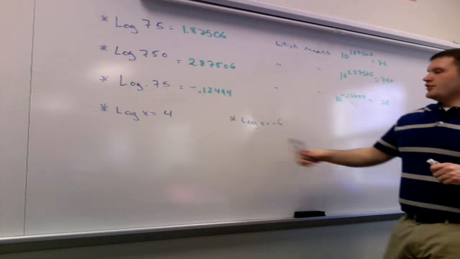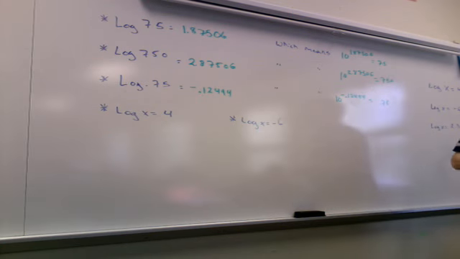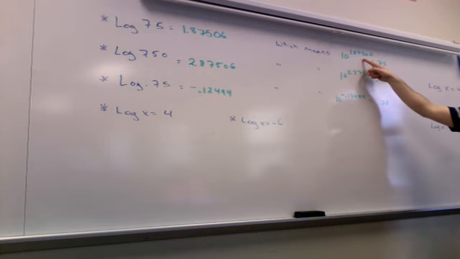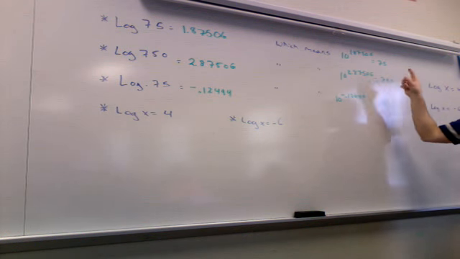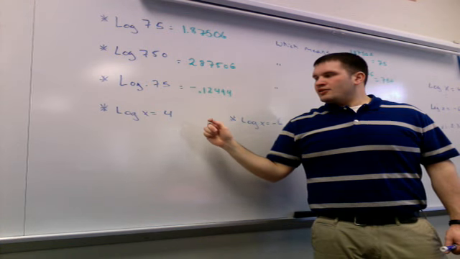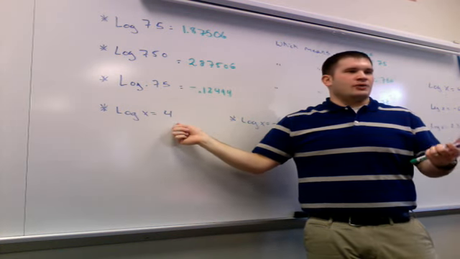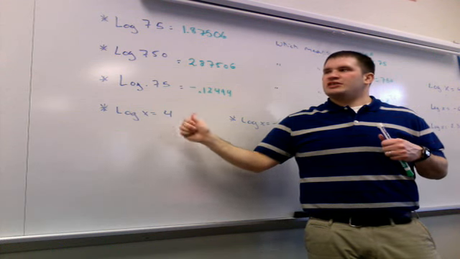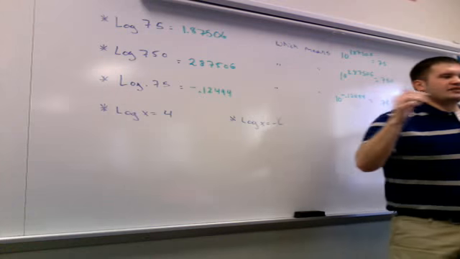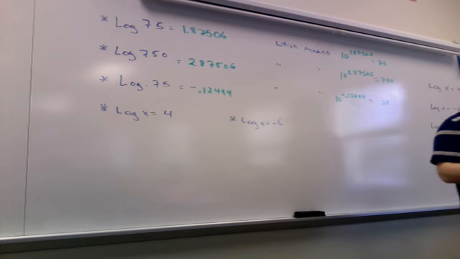Log of x equals 4, log of x equals -6. Now, how is this different? Up here, we were calculating the exponent, weren't we? They gave me 75. So here, what do they give us? They don't give us b. They give us c, from our log base a of b equals c, right?